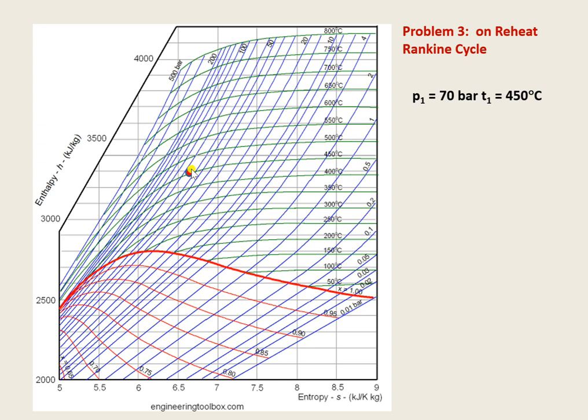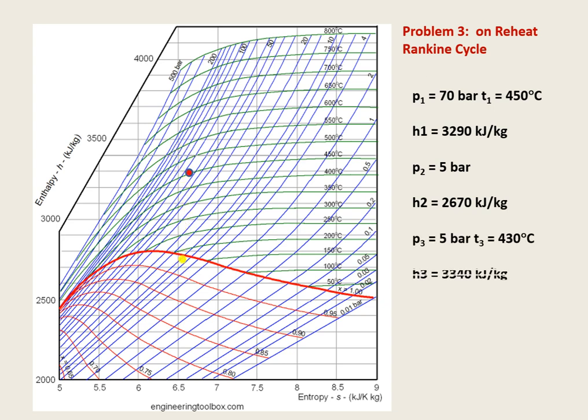Now P2 is 5 bar. This is not condenser pressure, this is reheat pressure. So in the first stage of turbine, the expansion is from 70 bar to 5 bar. Under ideal condition, it is an isentropic process. Therefore, a vertical line should be drawn from state 1 up to 5 bar.